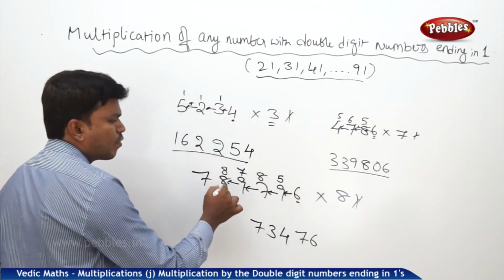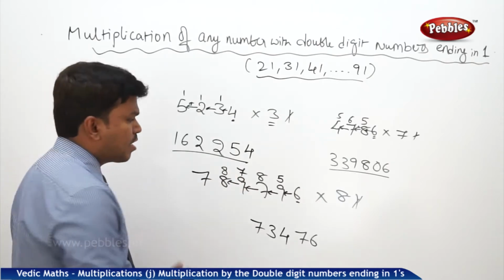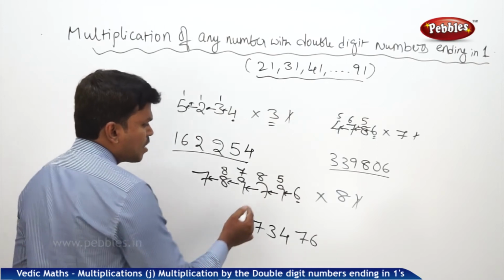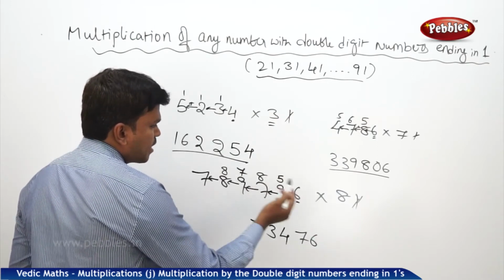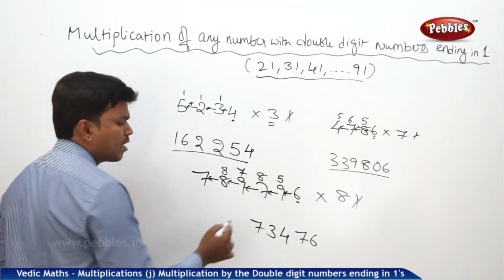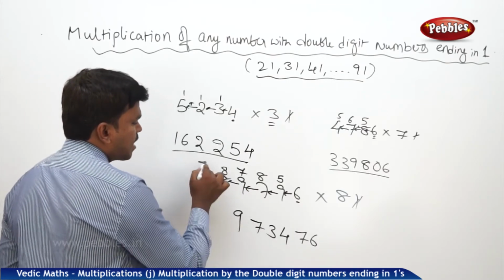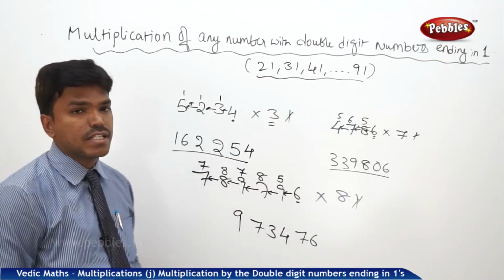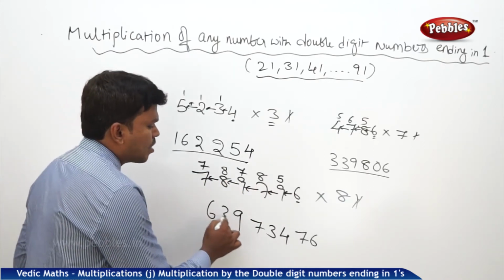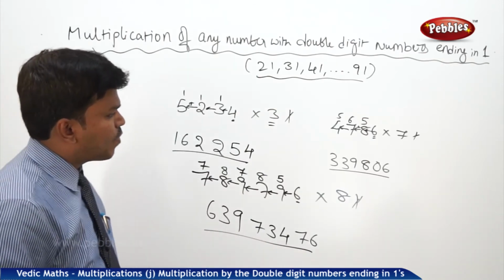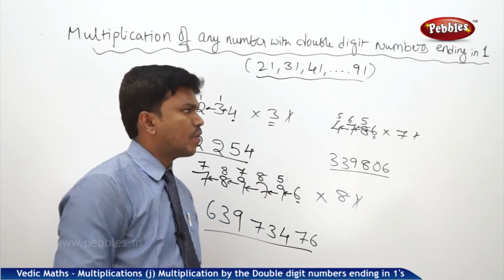Now 8 8s are 64. 64 plus 8, 72. 72 plus 7, 79. So drop 9, carry 7. So finally 8 7s are 56. 56 plus 7, 63. So your answer is 63,973,476.